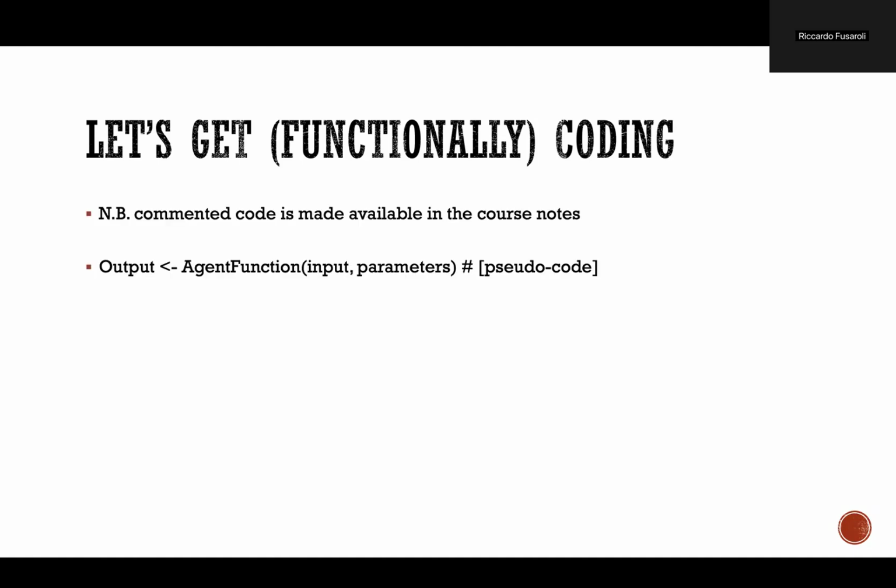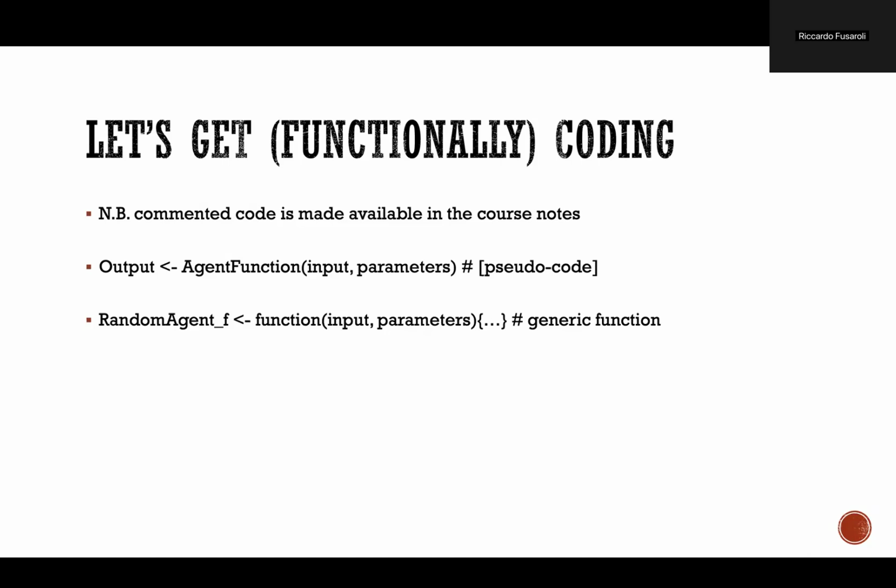So pseudocode tells us that there is an agent function which gets some input and some parameter values, and it produces an output. So if we pick a biased agent or random agent, we can define it as this is the random agent function, which is a function which takes this input.